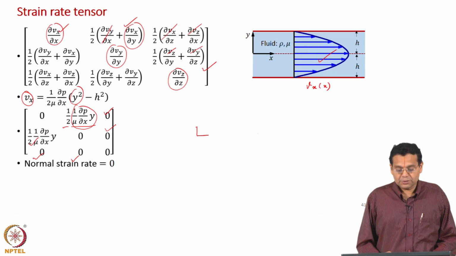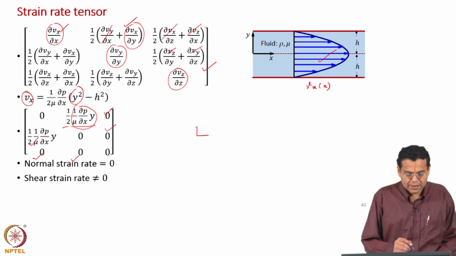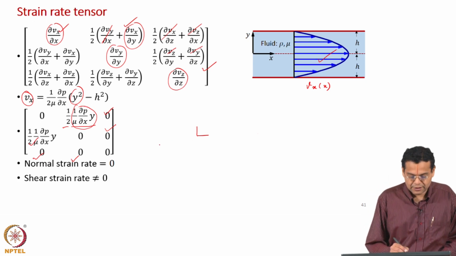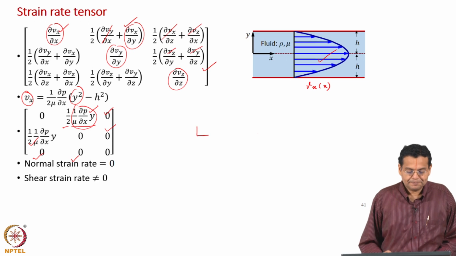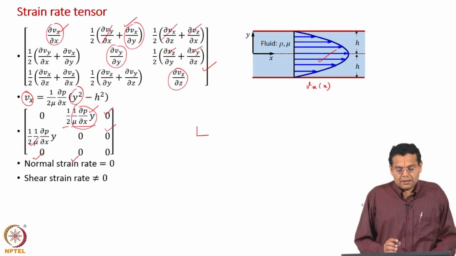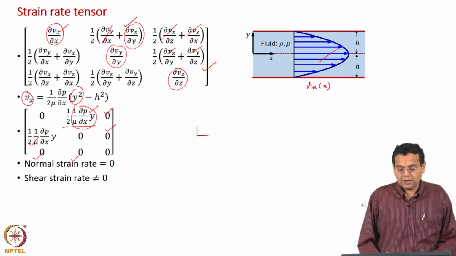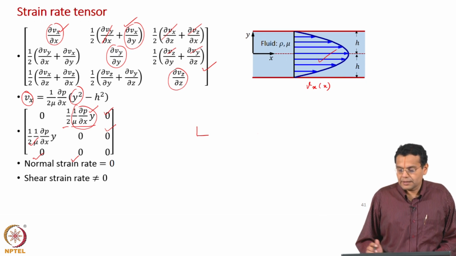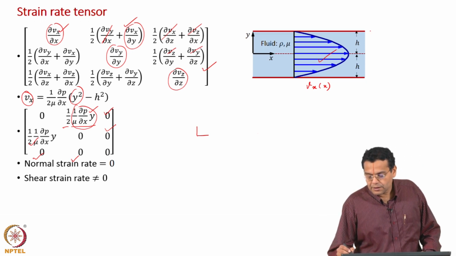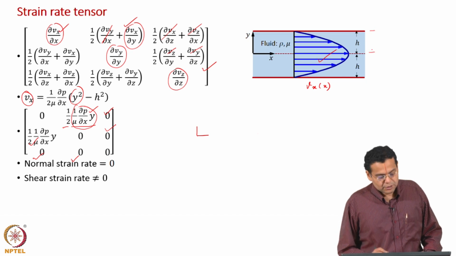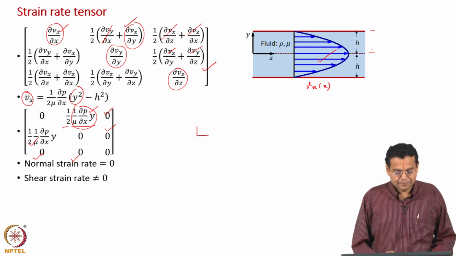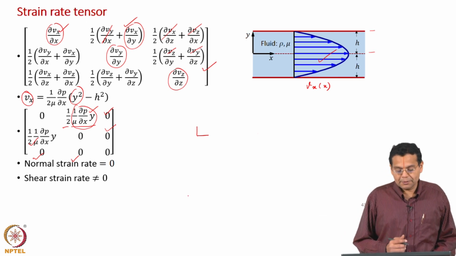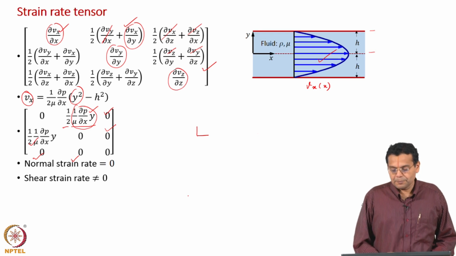Now, coming to shear strain rate, if you look at the expression for shear strain rate, it depends on ∂p/∂x and y. In the top portion of the region where y is greater than 0, which means above the central line, of course ∂p/∂x is less than 0.